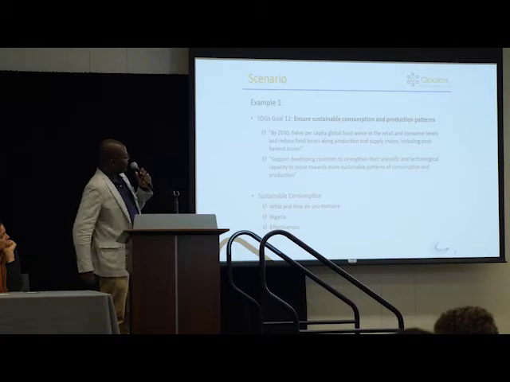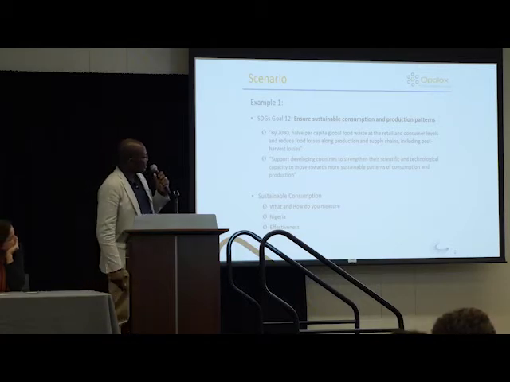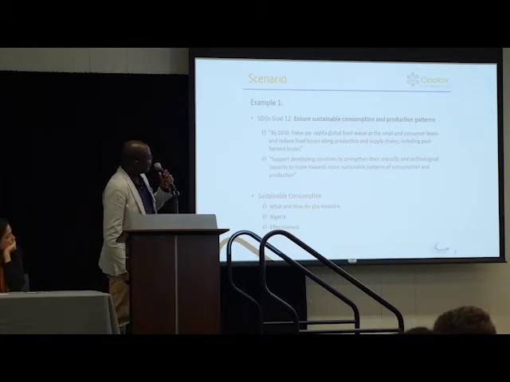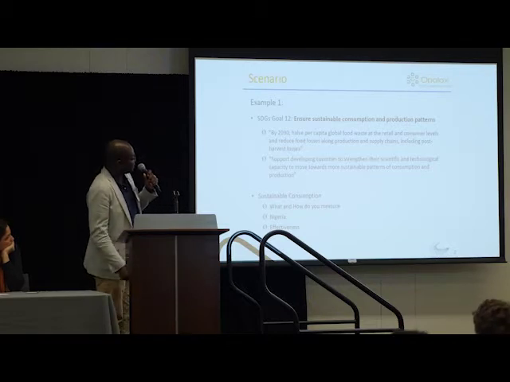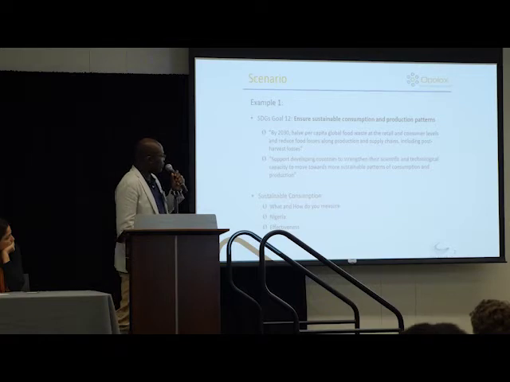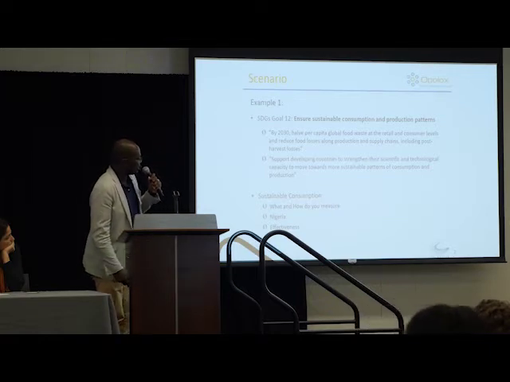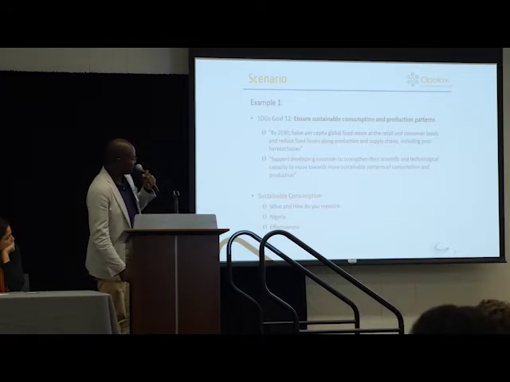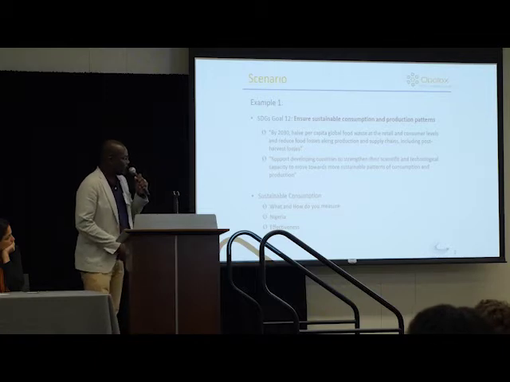Just to give a very quick summary, it says by 2030, halve per capita global food waste at the retail and consumer levels and food losses, etc. The second part is to support developing countries to strengthen scientific and technological capacity to meet more sustainable patterns of consumption and production.